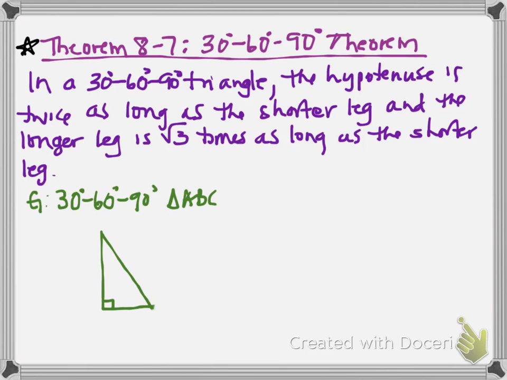So which leg is the shorter one? The one on the left or the one on the bottom? The bottom. Because he's the shorter one, the smaller angle is opposite him, which makes the longer leg go with the 60, and obviously the longest has to go with the right angle, the 90.